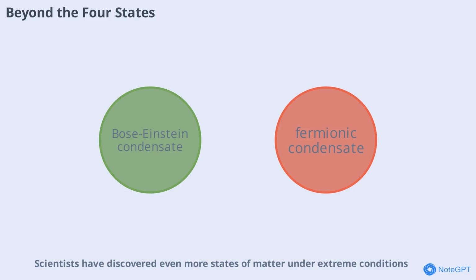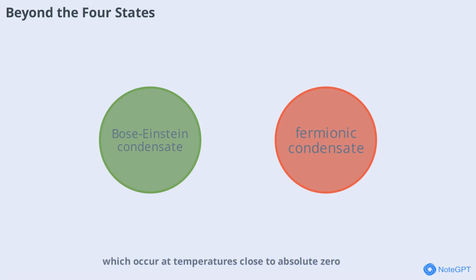Scientists have discovered even more states of matter under extreme conditions. These include Bose-Einstein Condensates and Fermionic Condensates, which occur at temperatures close to absolute zero. These exotic states help scientists understand the universe at a deeper level.